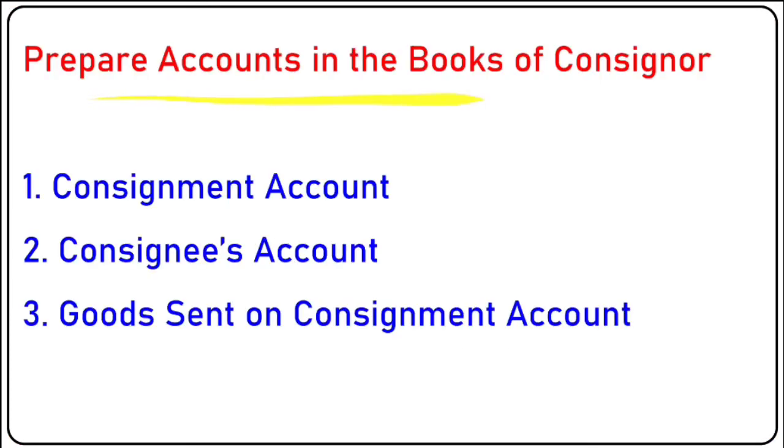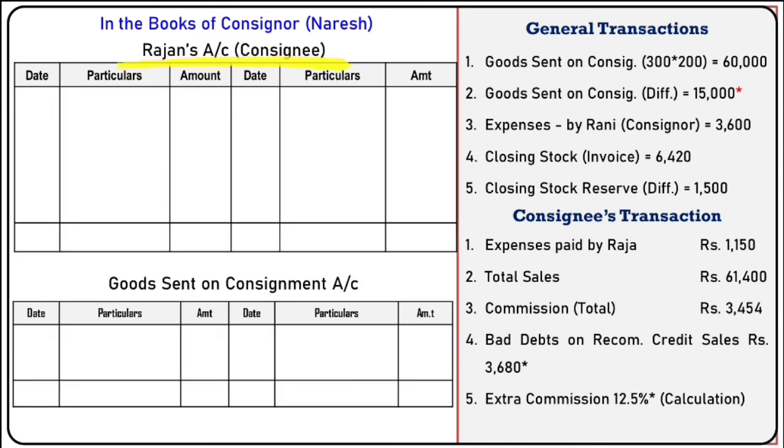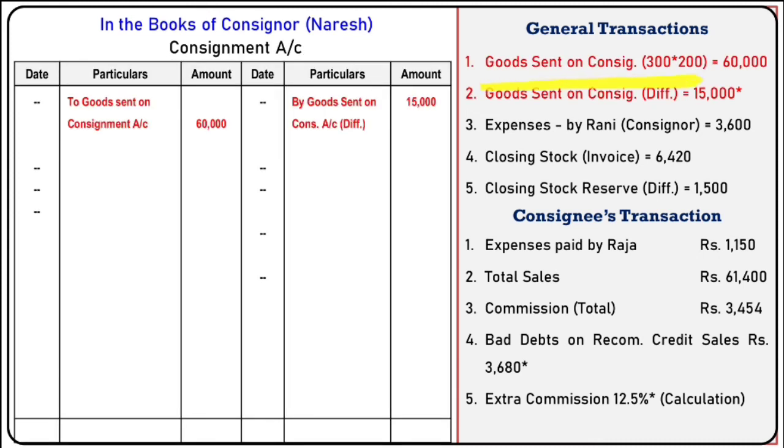Let's do the accounts. Goods consignment account, Raja's account and goods sent on consignment account. So first, goods sent on consignment debited to consignment account, credited to consignment account. જે ડિફરન્સ આવશે એને આપણે ક્રેડિટ સાઇડ લખીશું. Goods sent on consignment એ ડેબિટ સાઇડ.